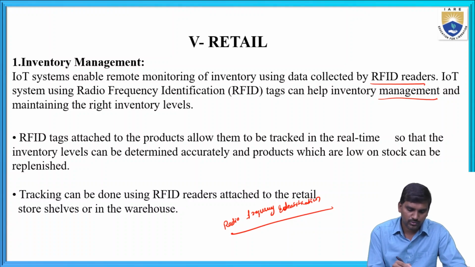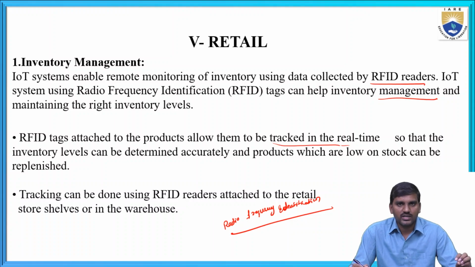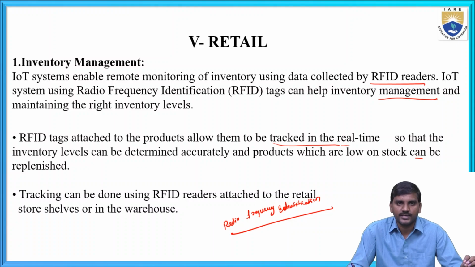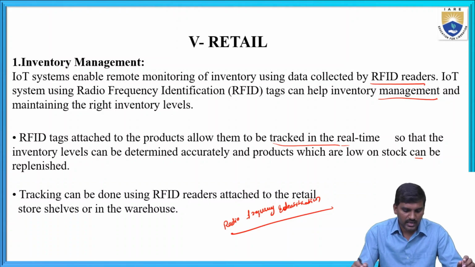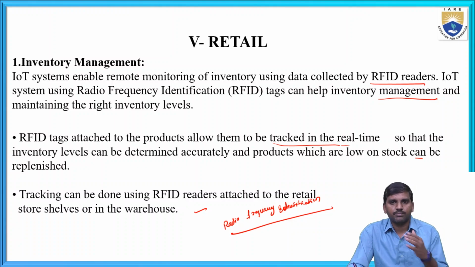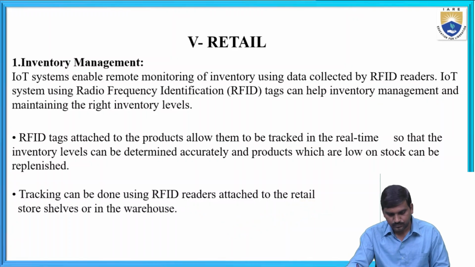RFID tags attached to the products allow them to be tracked in real time, so that the inventory levels can be determined accurately. Products which are low on stock can be replenished. Tracking can be done using RFID readers attached to the retail store shelves and in the warehouse. So this is the first type of application in retail, that is the inventory management system.